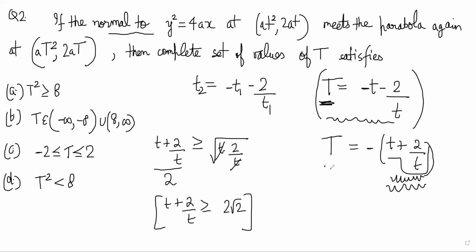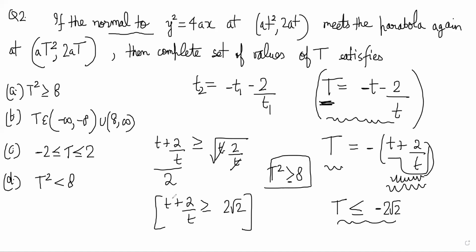So t is greater than or equal to 2 root 2, or less than or equal to minus 2 root 2, correct, right? Yeah. So t square is greater than or equal to 8, right? Yeah. t square greater than or equal to 8 satisfies.